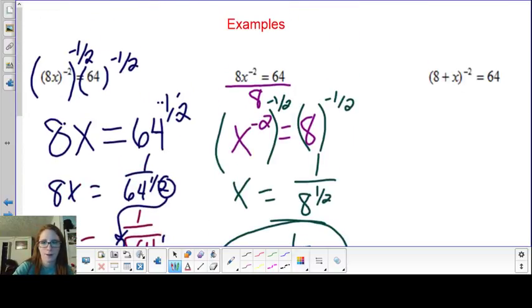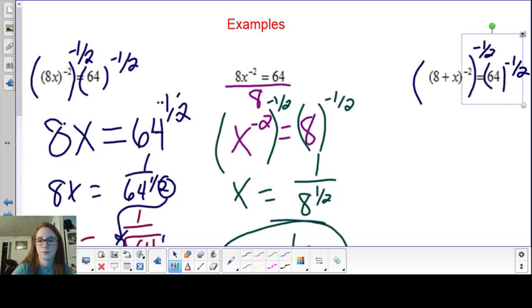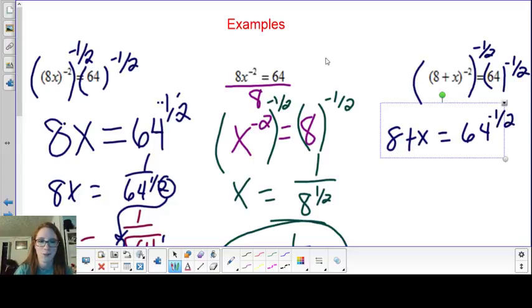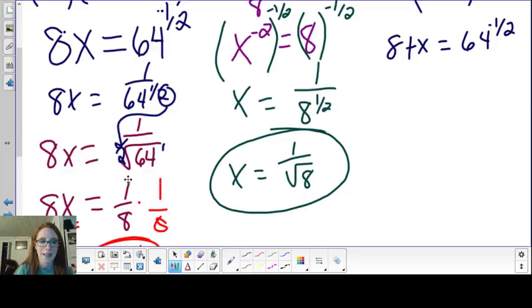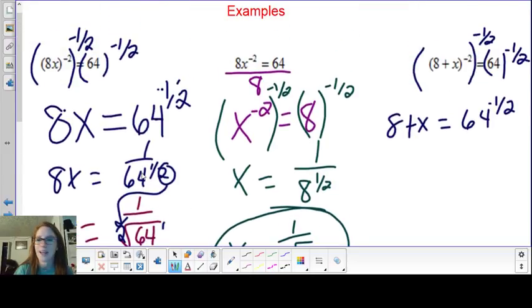Alright, last guy. Again, since my negative 2 is with the parentheses, I can go ahead and do that guy first. So to the negative 1/2. So I have 8 plus x is equal to 64 to the negative 1/2. And we've already found what negative 1/2 is. It's 1 over 8. We proved that in the problem before. So 8 plus x is equal to 1 over 8.